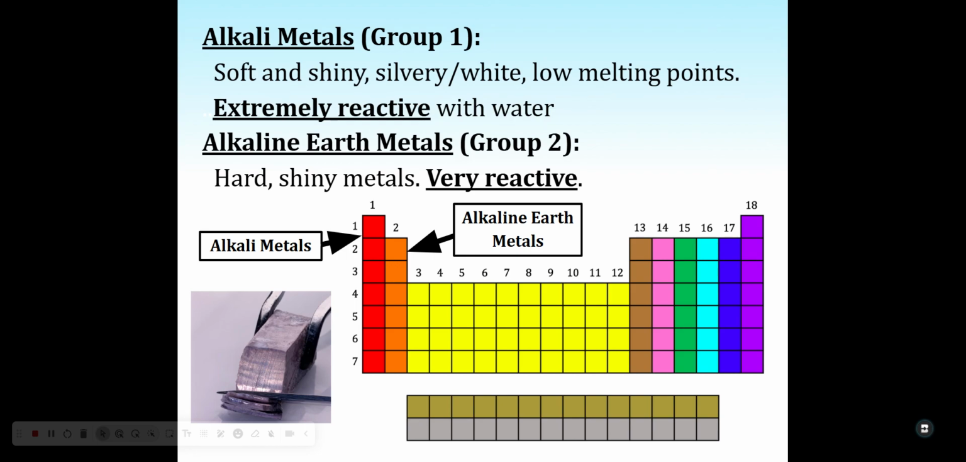Group 2 is going to be your alkaline earth metals. They are hard, shiny objects. They also are very reactive. When we talk about bonding and valence electrons, we will talk about what makes these so reactive, but it does have to do with the number of valence electrons that are here. That's part of why they are so reactive.